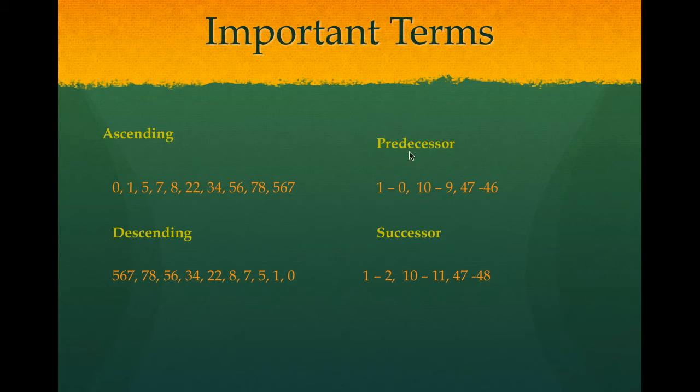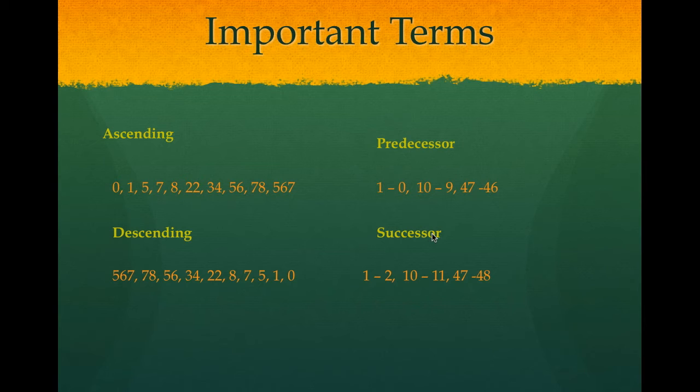Okay. And what is a predecessor? The predecessor of a number is the previous number to it. So for example, the predecessor of 1 would be 0. The predecessor of 10 would be 9. The predecessor of 47 will be 46.